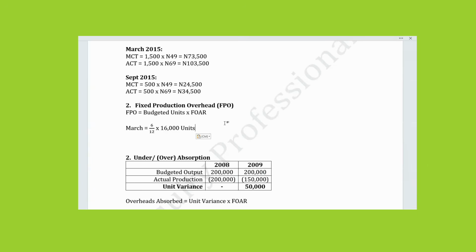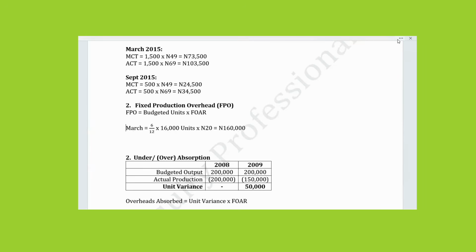But for March will start from October. When you calculate from October to the end of March, that will give us 6 months. So that means you are supposed to take 6 months of the 16,000 units, all right? Then whatever you have, multiply by the fixed overhead absorption rate. Fixed overhead absorption rate, according to the question, is 20 naira. Therefore, 8,000 multiplied by 20 naira will give us what? 160,000. Yes. So that is for the period of March.